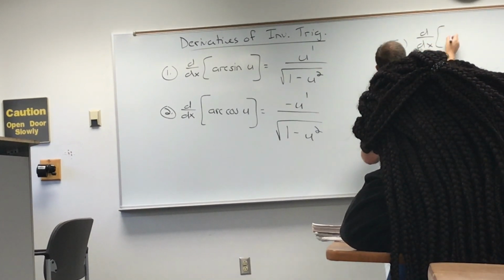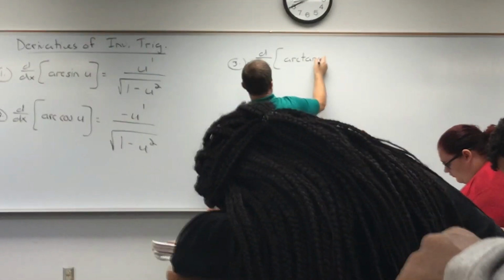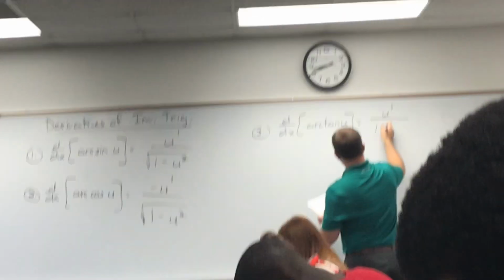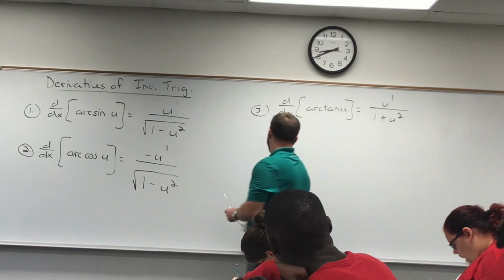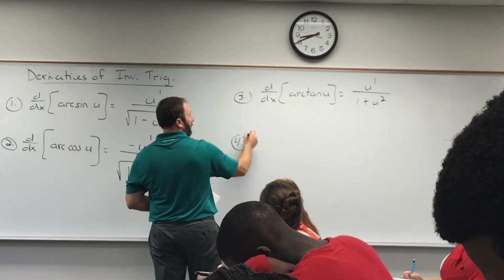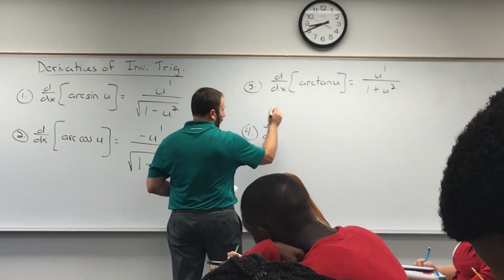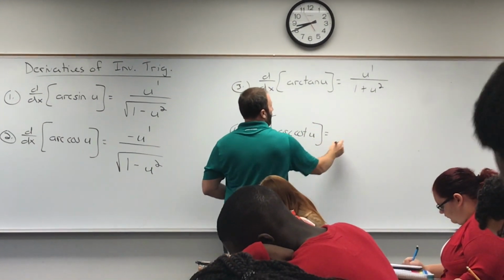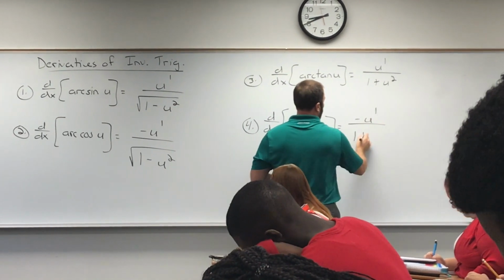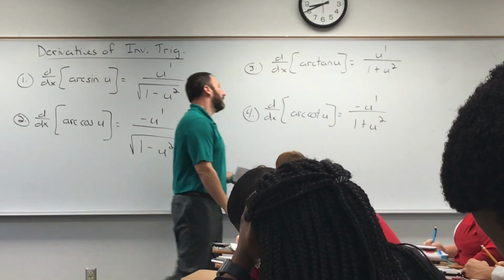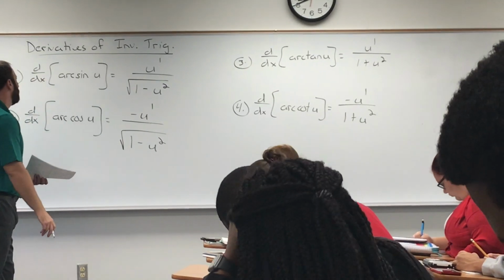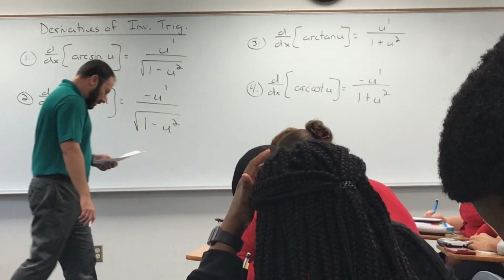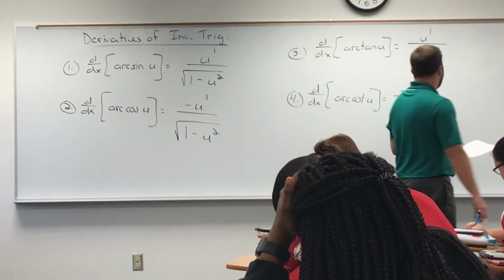Let's do tangent there. So d/dx of arctan of u is going to be u prime over 1 plus u squared. And the cofunction for tangent, cotangent, this is going to be negative u prime over 1 plus u squared. And then we've got the last ones, secant and cosecant.